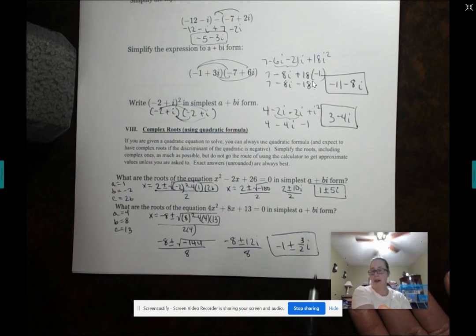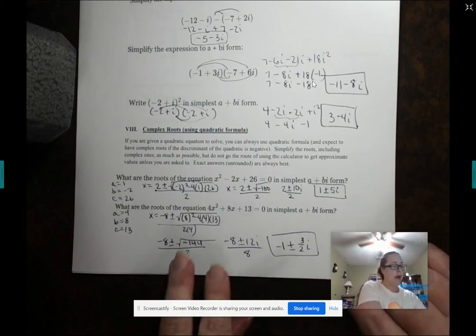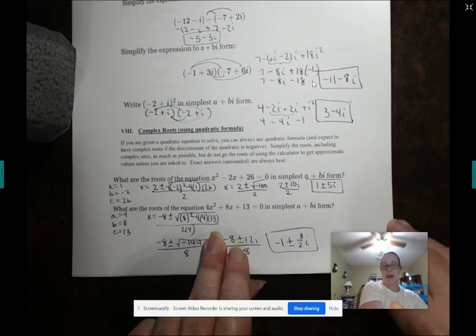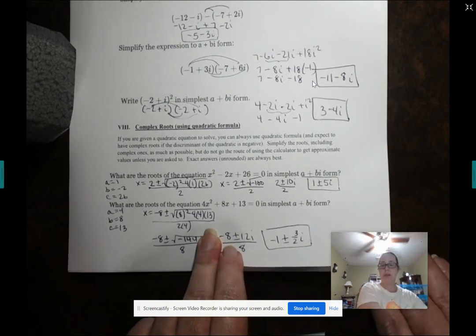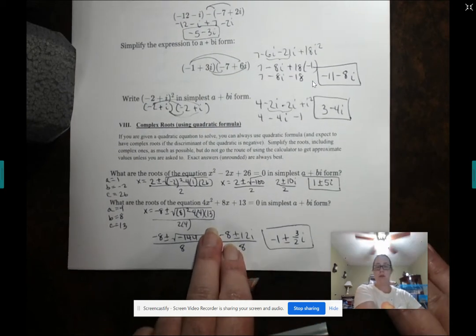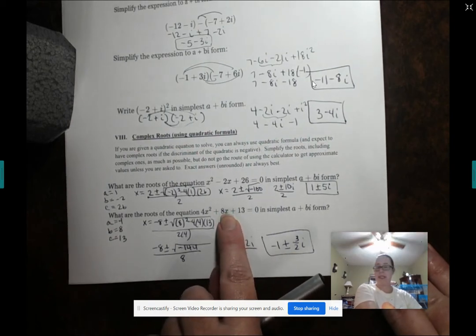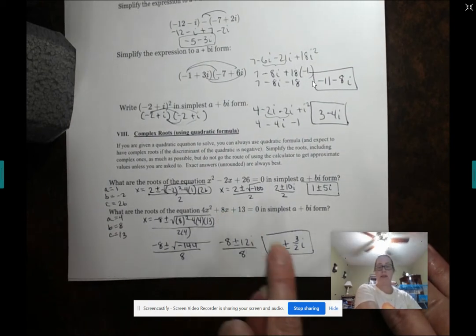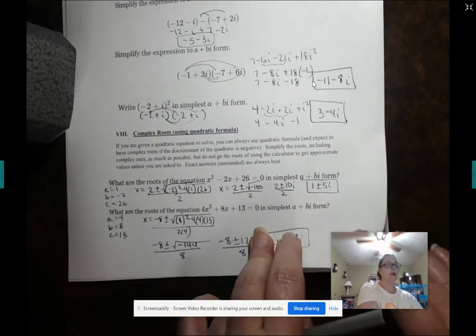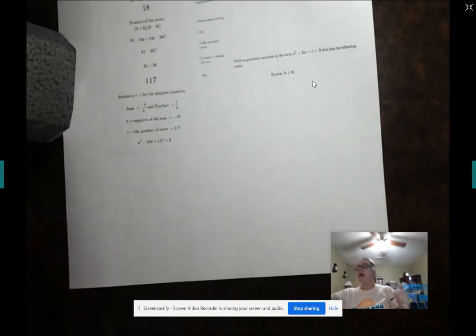You could also write 1.5i. That would be okay. If it's a decimal that's perfect like that, you could use that. I would keep it in the fraction form. So those are my two roots. Those are imaginary. If I went and looked at this graph, I would not see it crossing the x-axis at all because both of the roots are imaginary or complex, we could say.